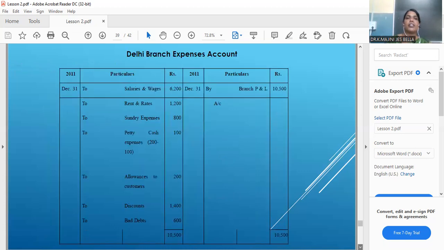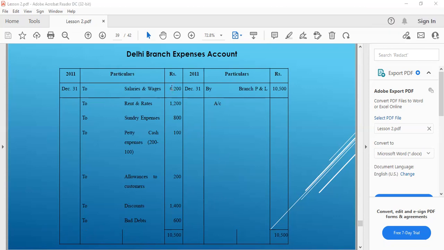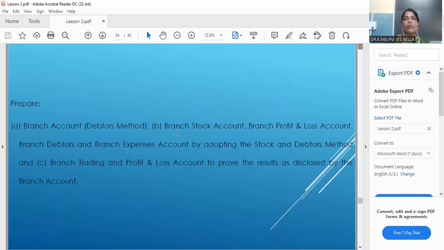Okay, 9,800. Next, Delhi branch expenses account. You should prepare the Delhi branch expenses account. You put date column, particulars column, amount column. The credit side also you put date column, particulars column, and the amount column. Okay, you can write it. December 31st. What are the expenses there? Salaries and wages. See here, salaries and wages. How much?